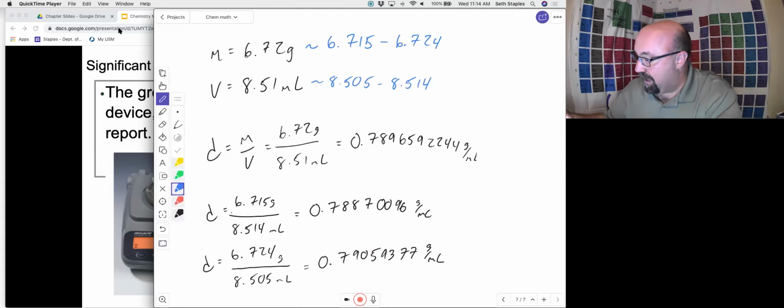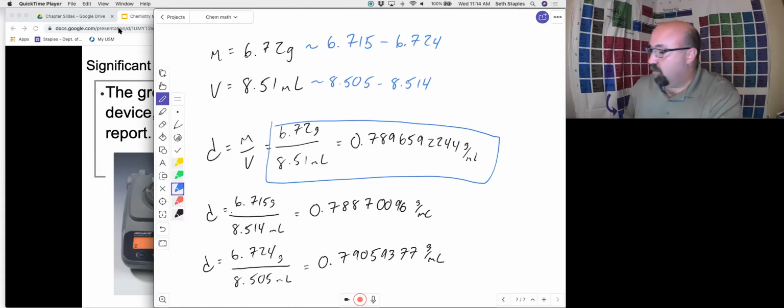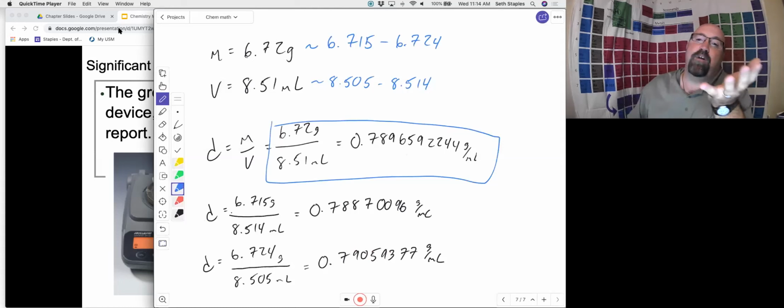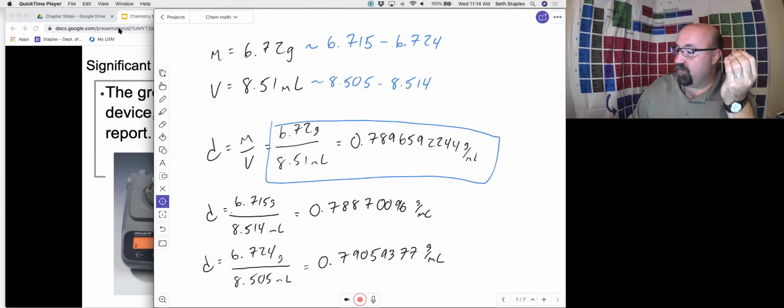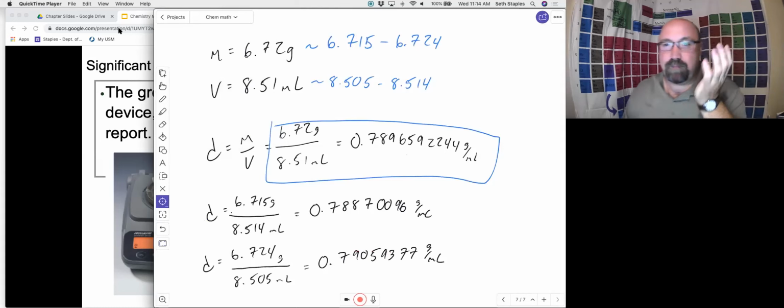Remember, if we go back, the number that was returned to us in our calculator from our calculation was 0.789659224. We can't report that whole thing, because reporting that whole number implies an accuracy to that measurement that isn't real based on what our measuring devices were. Based on our measuring devices, we know that the actual density is in between these. And so we use significant figures, and we'll look at the rules for determining numbers of significant figures in just a second.